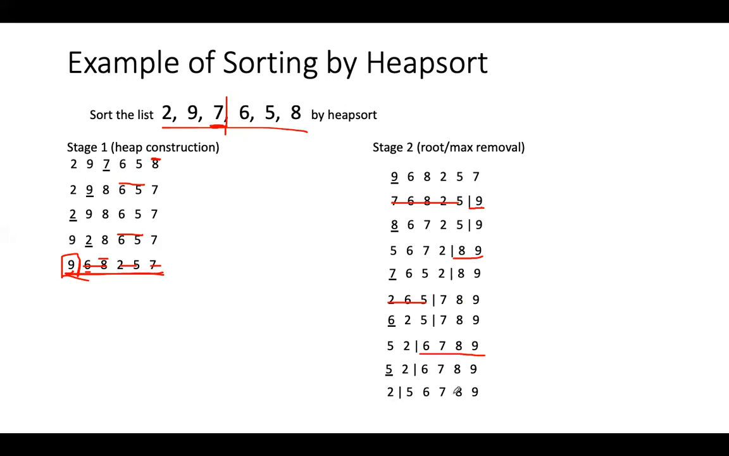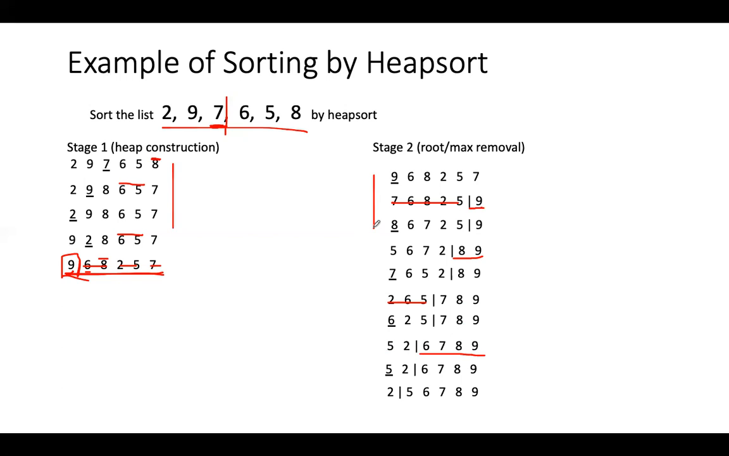So this is heap sort. First stage is construction of heap. Second stage is sorting, that is removal of root element. Root element will be the max element. Its removal is the next step. So this is heap sort.